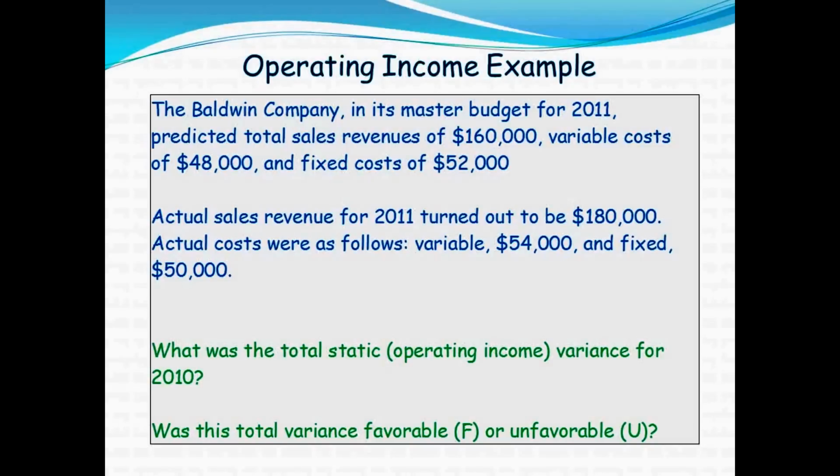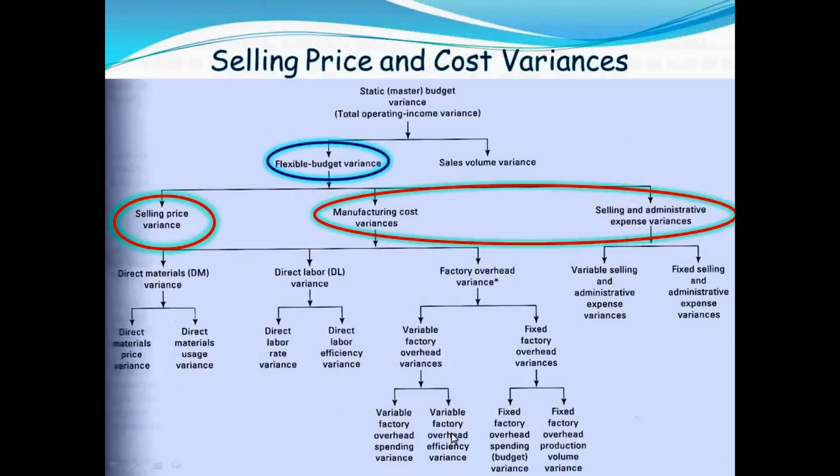What do we have? 16,000, favorable or unfavorable? Favorable. Right, 16,000 favorable. Okay, pretty basic.